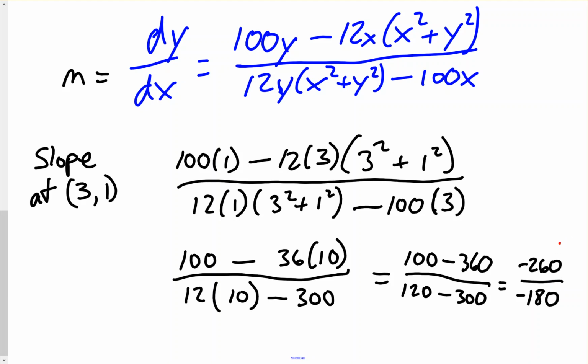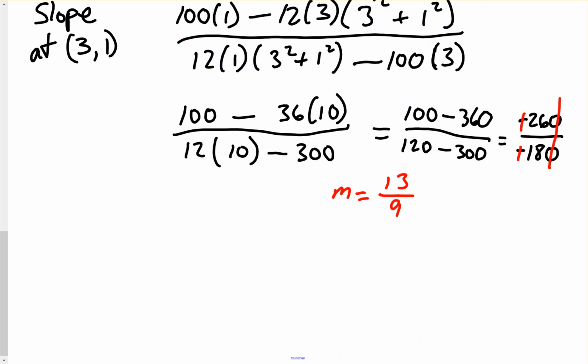Okay, we can chop off our zeros and reduce. We could divide by 2, right, top and bottom, and cross out the double negatives. So if we divide by 2, we have 13 for the top, and dividing by 2 on the bottom, we have 9. So that means our slope at 3, 1 for this curve would be 13/9. And that would be our final answer for that one.